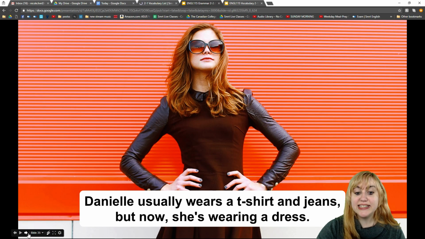We have a couple more examples, I think. Let's see. It says here, Danielle usually wears a t-shirt and jeans, but now she's wearing a dress. Again, for present simple, we use this to talk about what usually happens. When we talk about right now, we can use present continuous. I think I have one more example picture.